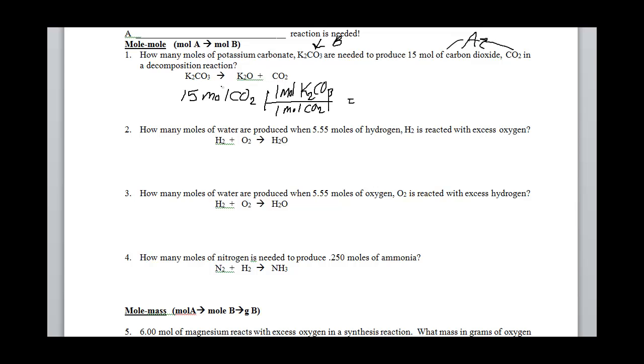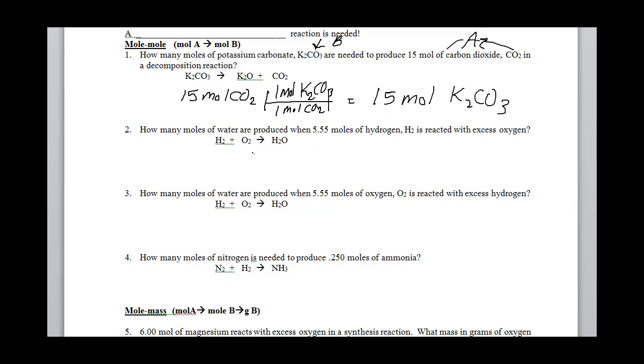They're the same amount. So if I have 15 moles of this, I am going to get 15 moles of this. If I have 2 moles of this, I'll need 2 moles of this and 2 moles of this. That's what the ratio is telling me. My balanced equation is telling me. So what do I know? Well, I do get out 15 moles. This is reactant, so I need 15 moles of potassium carbonate.